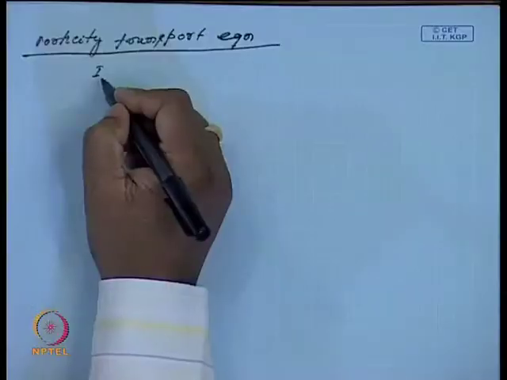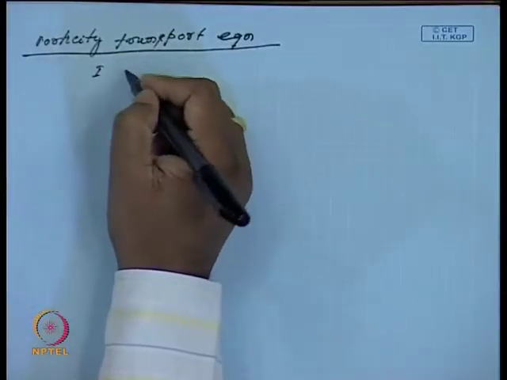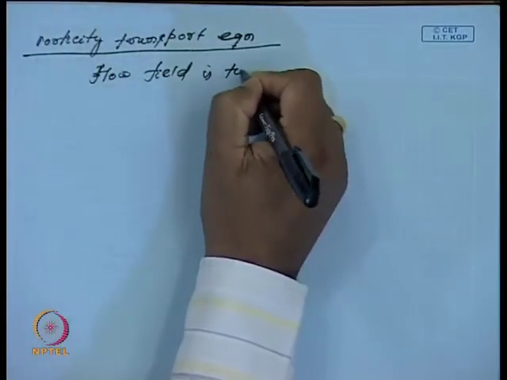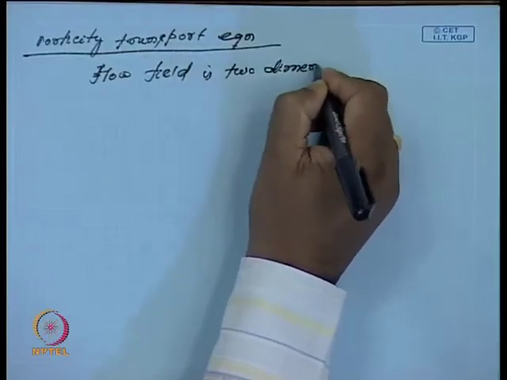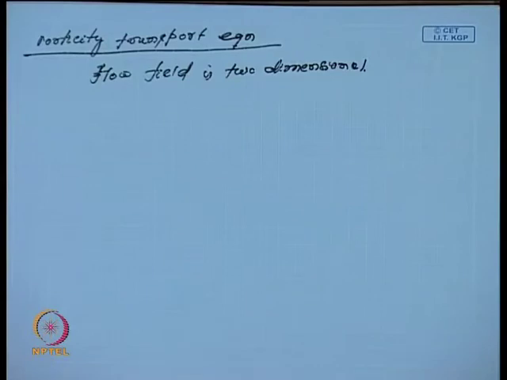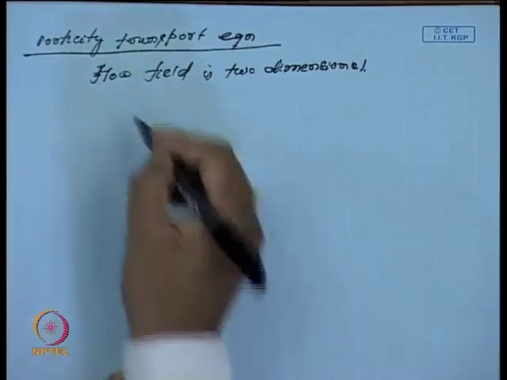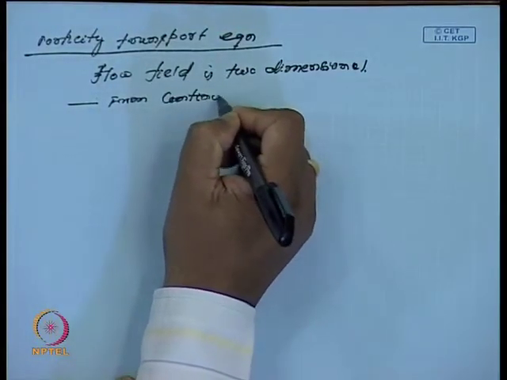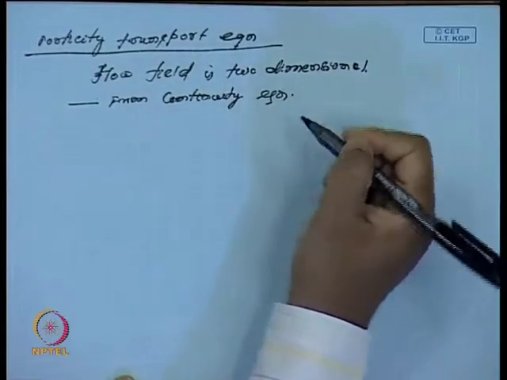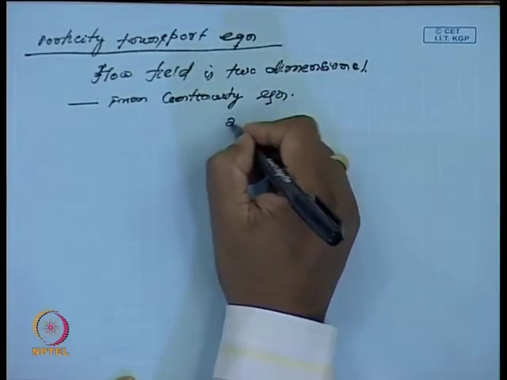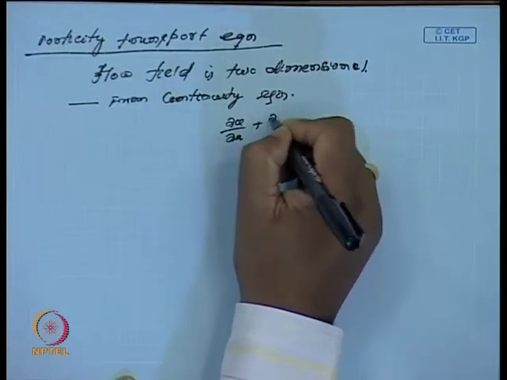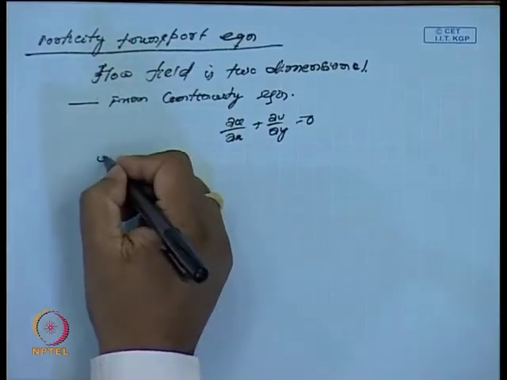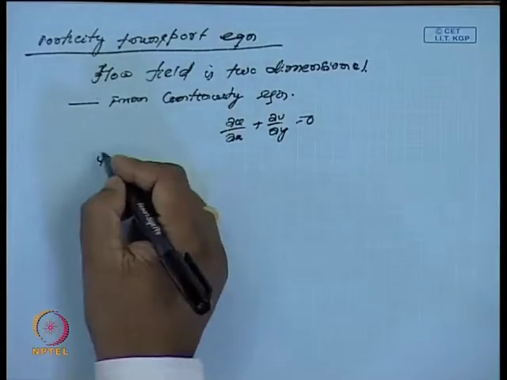So, we have two equations. Let us consider the flow field to be 2 dimensional. From the continuity equation, we have del u by del x plus del v by del y is 0. If I assume that the stream function psi exists, because the flow field is 2 dimensional, I can have a stream function psi.